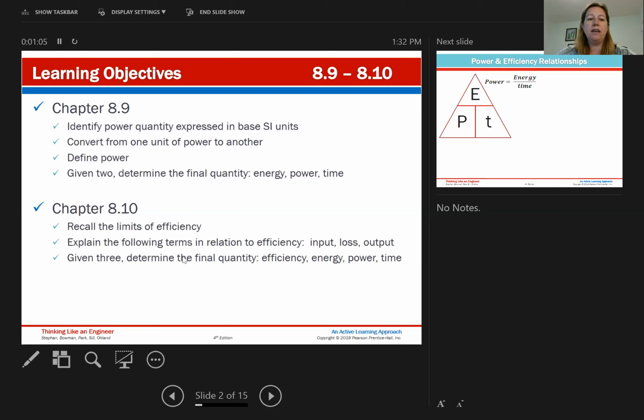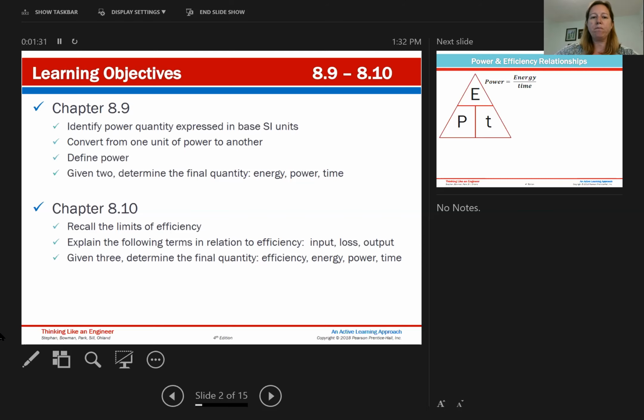And then again, given three of the four quantities, energy, power, time, and efficiency, be able to determine the final quantity that you do not know. Given our two equations, power equals energy over time, and efficiency is equal to our power out divided by our power in, or you can also rewrite that equation as power out is equal to efficiency times our power in.